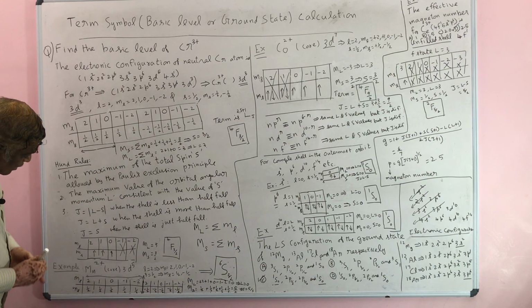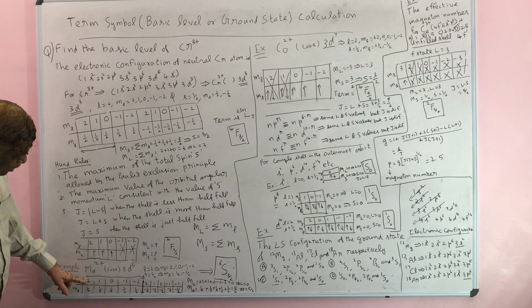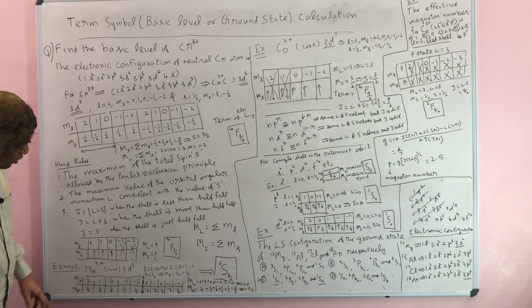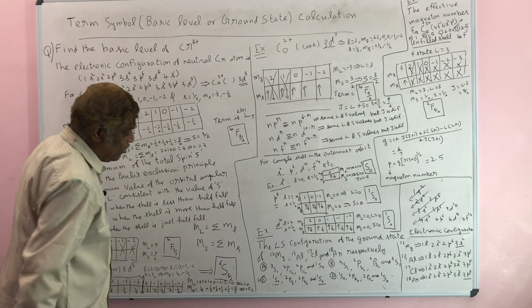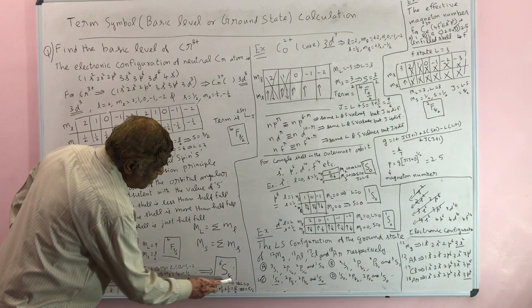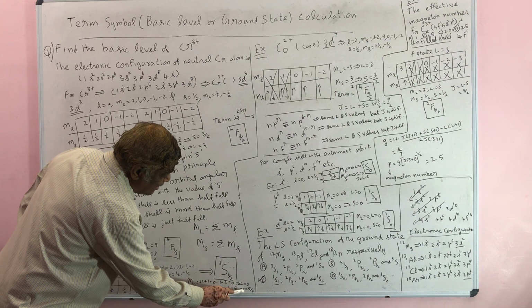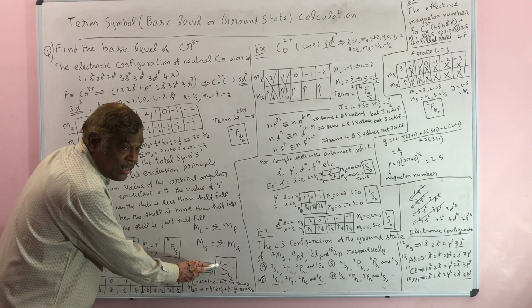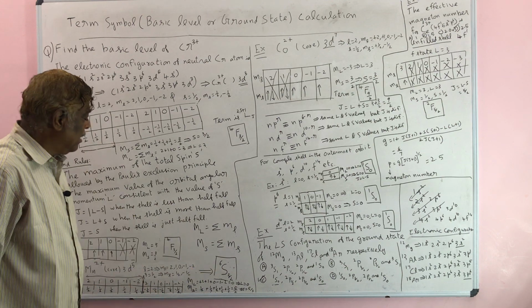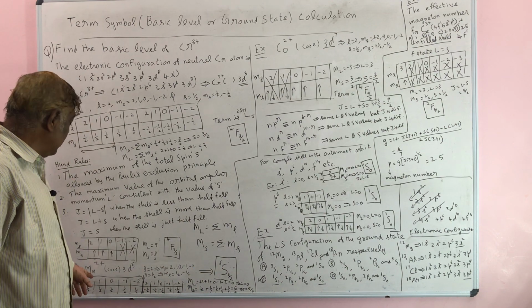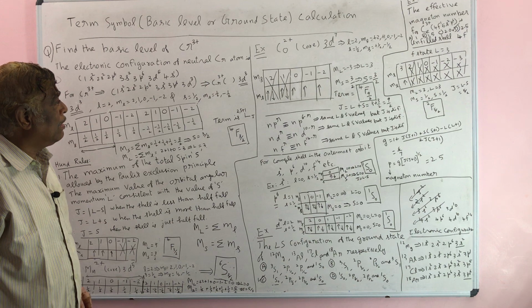So, summing over all ML: 1, 2, 3, 4, 5 plus 2 to minus 2, this is 0. So ML is equal to 0 corresponds to L is equal to 0. L is equal to 0 is an S state, and S is equal to 5 by 2, so 2S plus 1 is 6, and this is your G. So, this is the term value corresponding to the minus 2 plus ion.